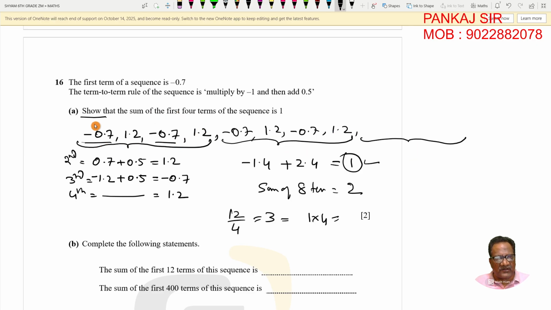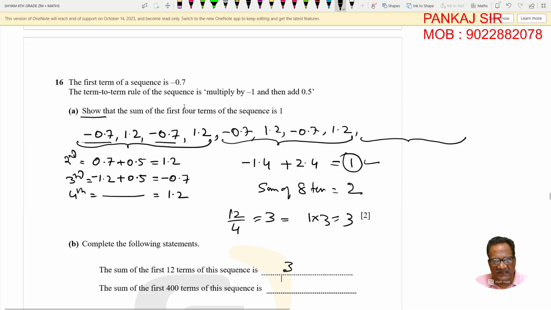Okay, now the sum of the first set is 1, the second set's sum is also 1, the third set's sum will also be 1. So 1 plus 1 plus 1, or 1 multiplied by 3, will give you the answer as 3. So the sum of the first 12 terms will be 3.